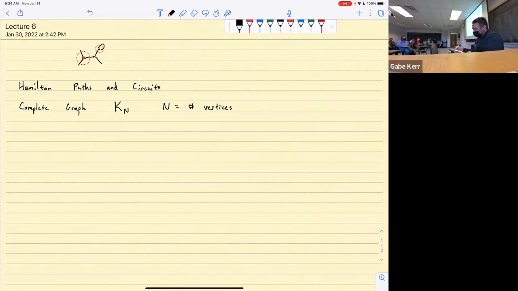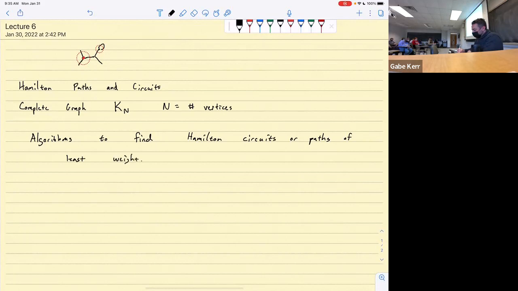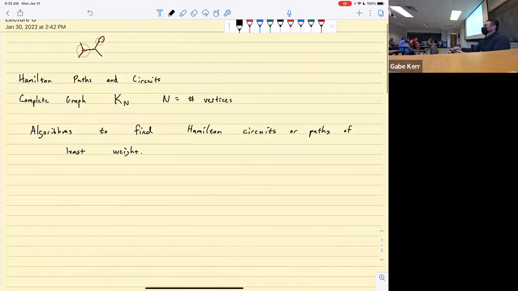Okay. So today we're going to talk about some algorithms to find Hamilton circuits or paths, in particular the least weight ones. Let me explain that. One thing we want to do is upgrade our discussion of graphs a little bit so that it's really applicable to the world around us and the kinds of problems we might have.